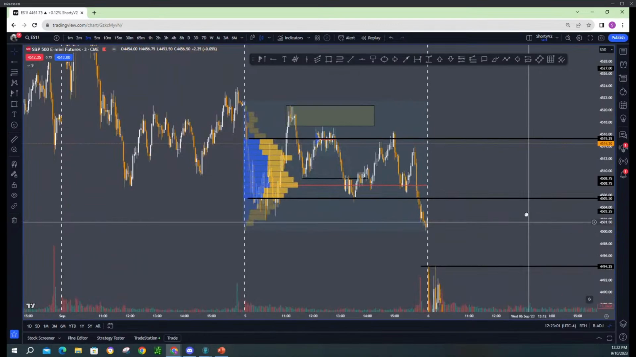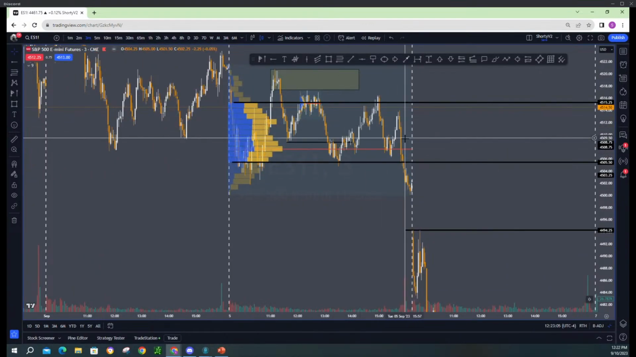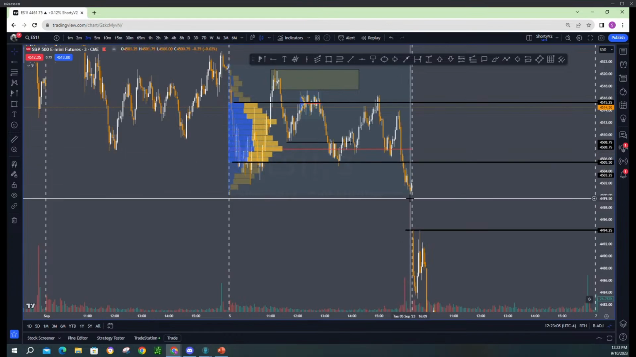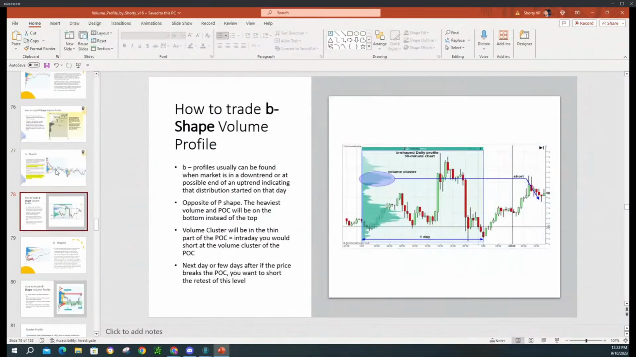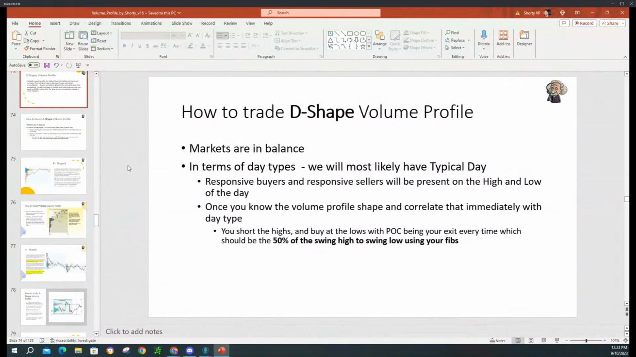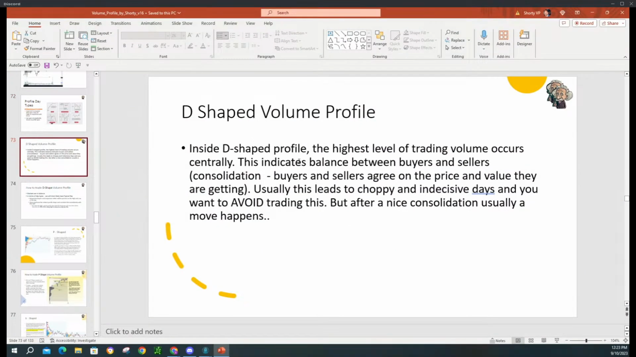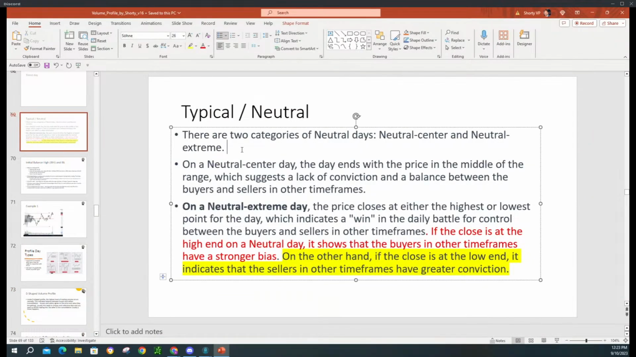So in this case, if you look at it, where did we close? Under the POC. We went under the POC and then we went down. And if you look at your notes, the bearish one, let's see, most likely this one, next day will open under the D shape POC. So look at this. There are two categories of neutral days: neutral center and neutral extreme. So which one is this that I just showed you? Neutral extreme.